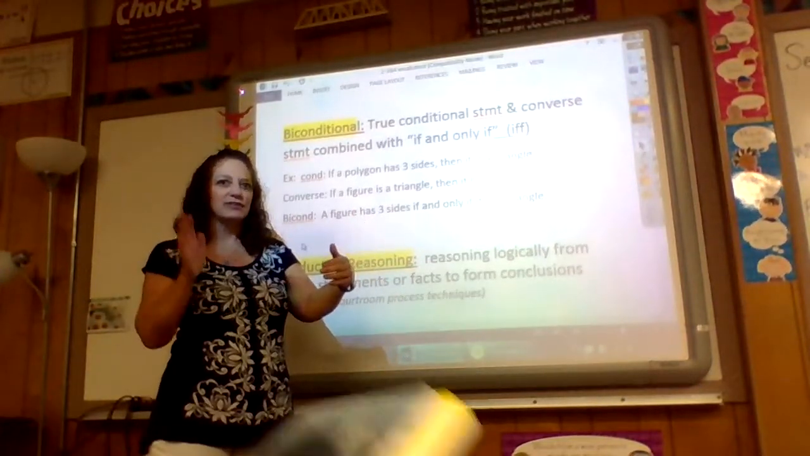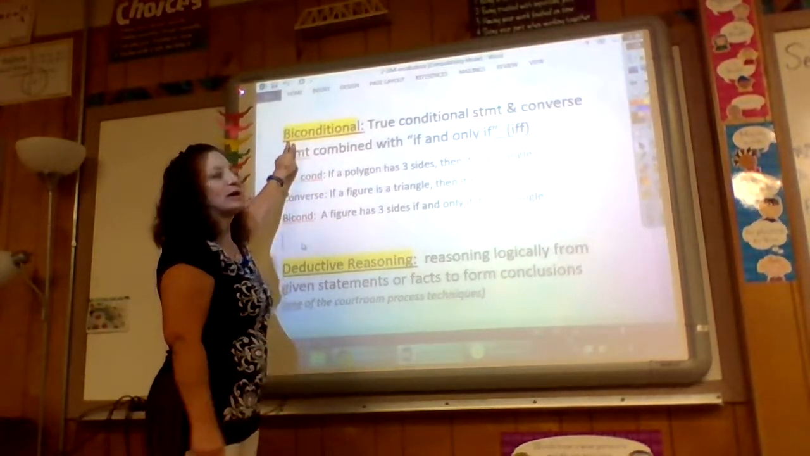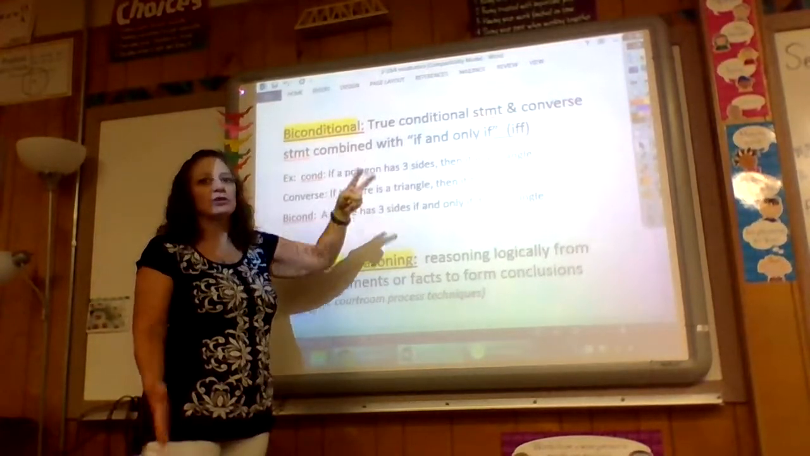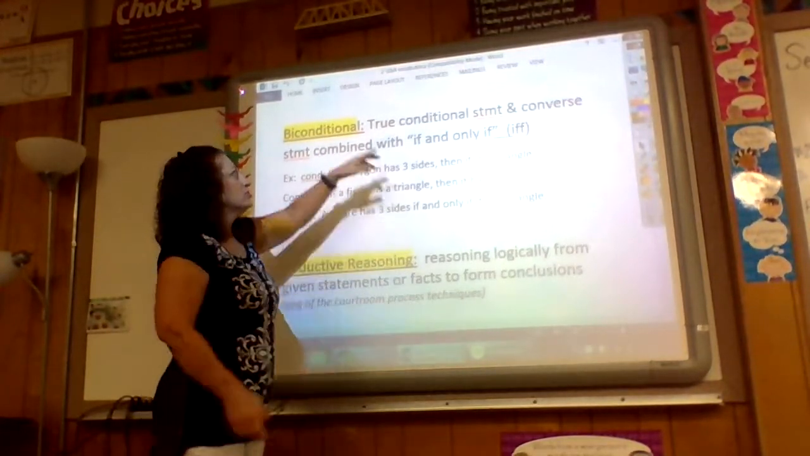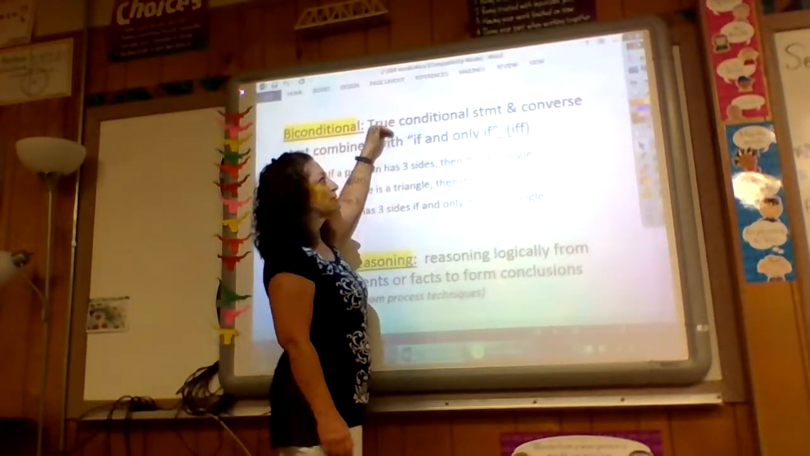Okay, so by conditional statement, we had conditional statement. Conditional statement is if-then, if this then this. Biconditional, what does bi mean? Prefix. Two. We're going to have two statements that we're going to combine into one. So the first statement is the conditional statement, the if-then statement, and it must be true.